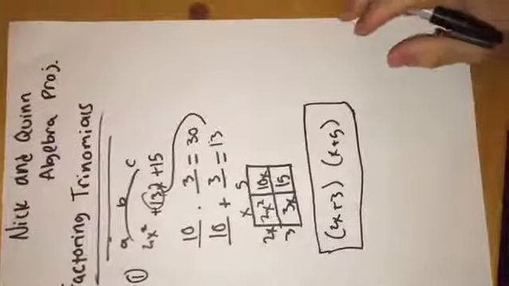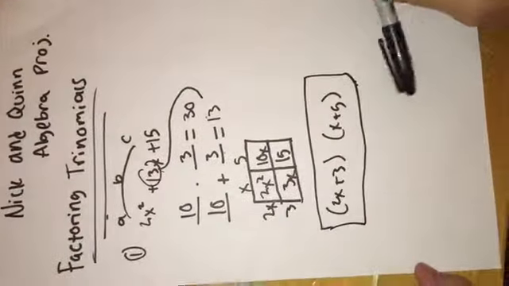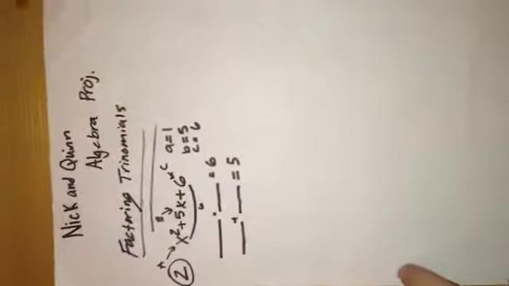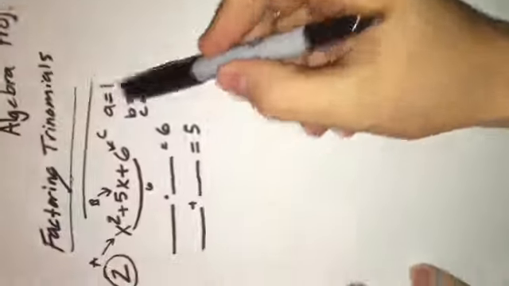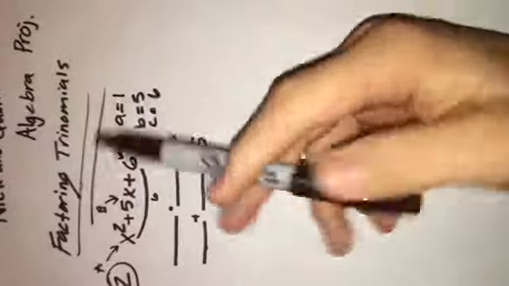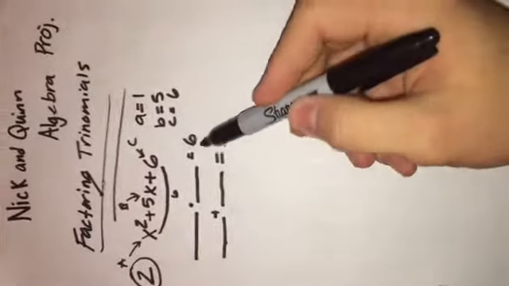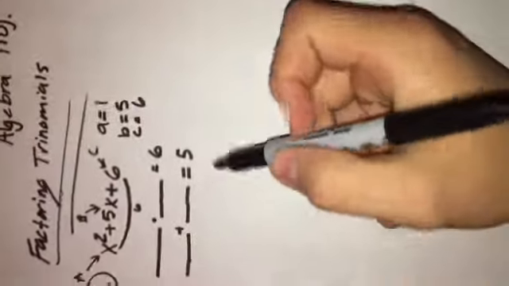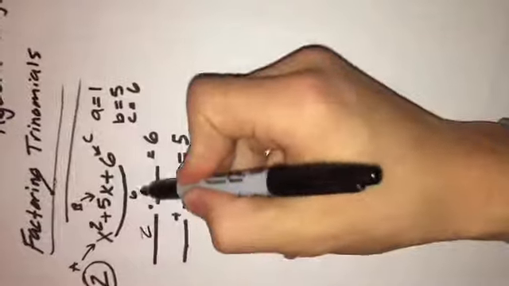And that is the first example of factoring trinomials, easy difficulty. This is Quinn with example 2 of factoring trinomials. And so here a is 1, b is 5, and c is 6. So we're going to do a times c, which is still 6, and we got to find factors that multiply to 6 and add up to 5, which is b, and that would be 2 and 3.